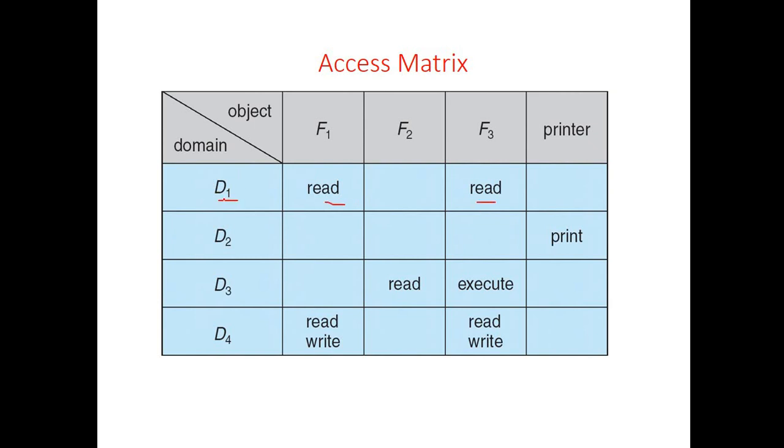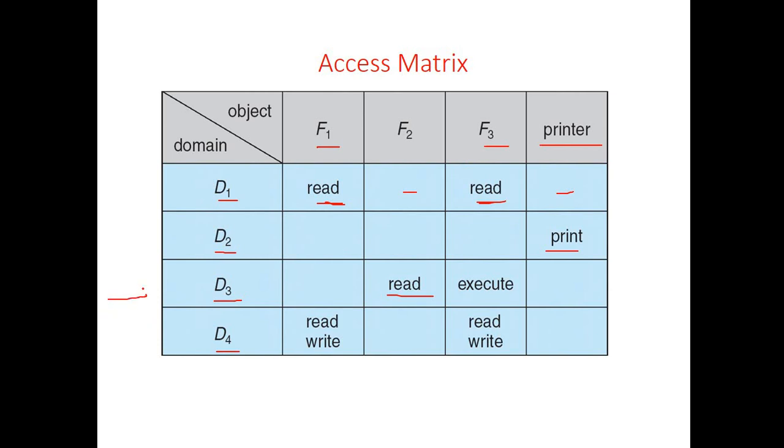For example, D1 is a domain and its corresponding access rights are for objects F1, F2, F3 and printer. These are all the objects. So the domain D1 has read access permission for F1, read access permission for F3. Domain D1 does not have any access permission for F2 and printer. Then the D2 domain has a print access permission for printer. D3 domain has read permission for F2, execute permission for F3. D4 has read write permission for F1, read write permission for F3.